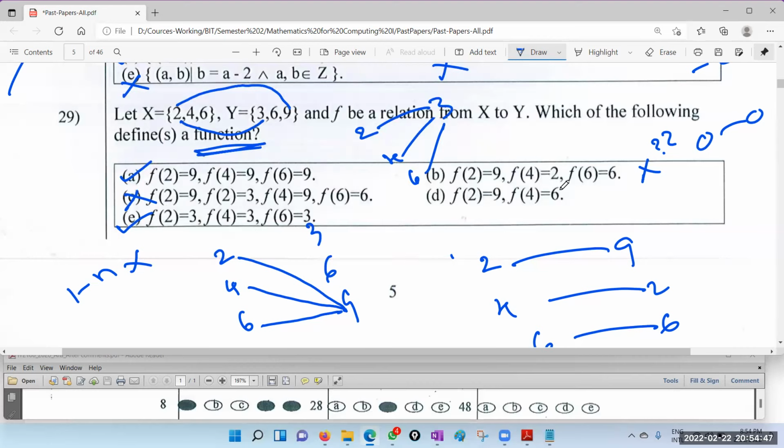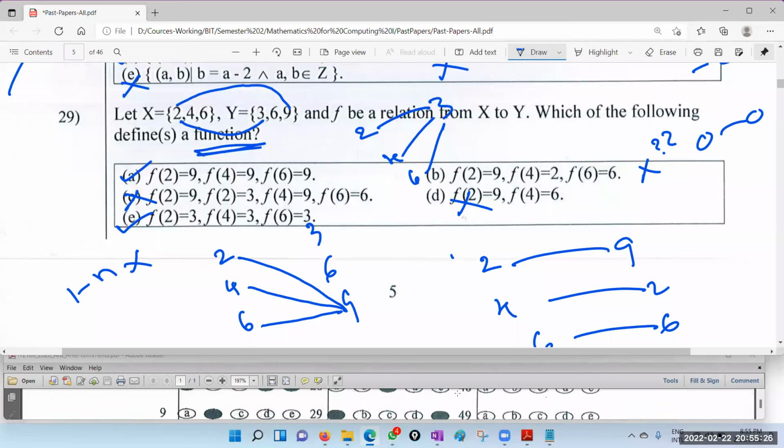What about D? 2 to 9, 4 to 6. So that means 6 is not mapped. An orphan value is there, so therefore this is not a function because 6 is not mapped. So the debatable one is B, but I will not take B. A and E I'm pretty sure. I don't know whether the examiner will take B, but I will take A and E only. 29. Yes, A and E only.